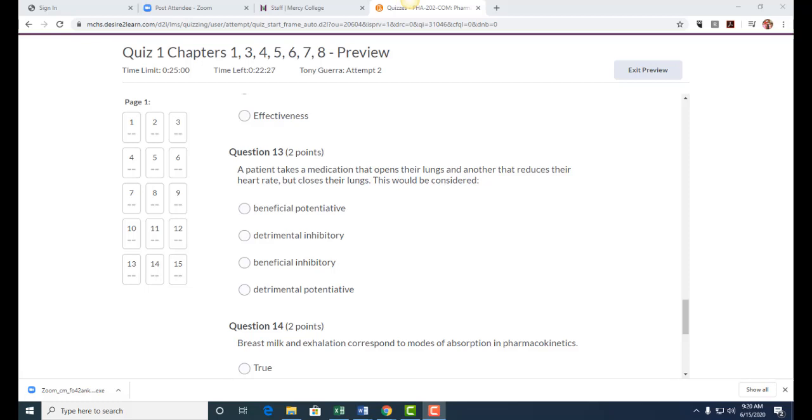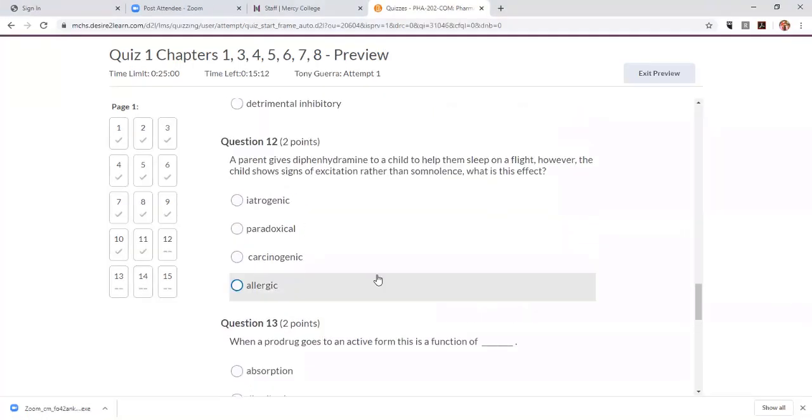So if we're talking about the lungs and the heart rate, that would go with the albuterol and propranolol, which was detrimental inhibitory. Parents gives diphenhydramine to a child to help them sleep on a flight. However, the child shows signs of excitation rather than somnolence. What does this affect? And maybe you don't know what that word somnolence means.